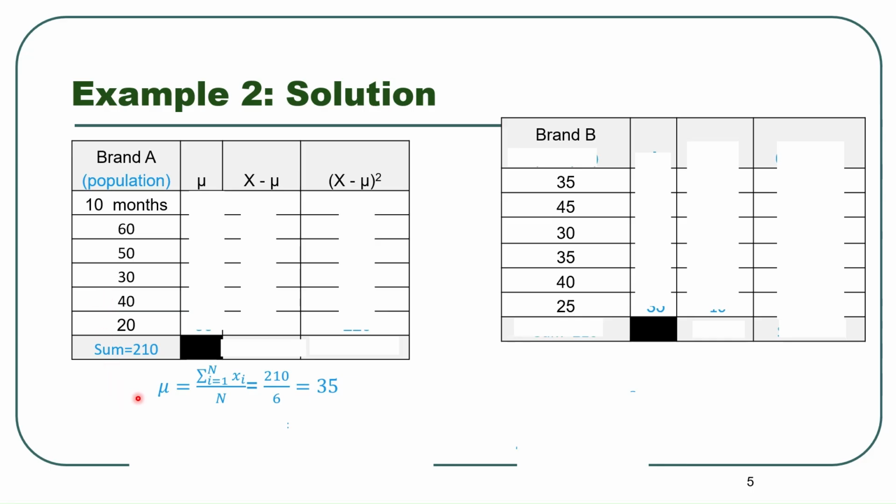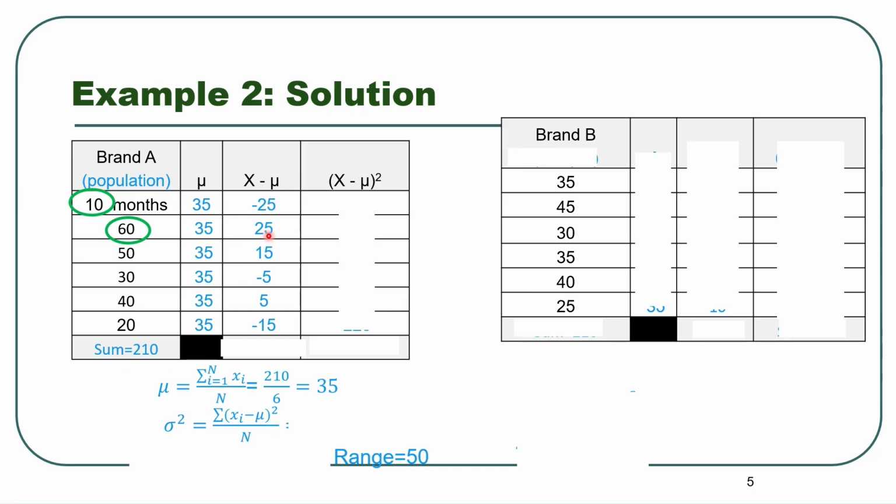And for the range, let me calculate the range first. The smallest observation is 10, while the highest one is 60. This will give me a range of 50 months. Regarding the variance, by definition, the variance of my population is sigma square. I'm going to add all of the square distances each observation is from the mean. So to make it easier on myself, I'm going to put the mean in that column and get the difference between each observation and its mean. It's going to be like minus 25, 25, and so on.